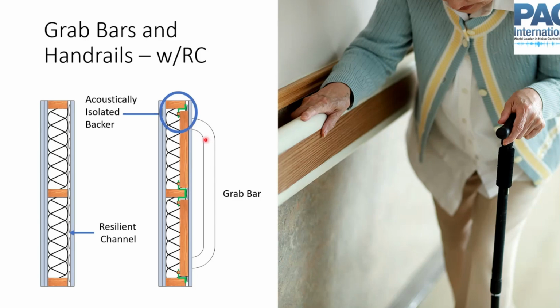The typical way of mounting grab bars and handrails is back to structure, but that would create a rigid transmission path for your sound. And so again, we need an acoustically isolated backer. And here we need to make sure that the backer can meet the requirements for the loading for grab bars and handrails. And I think for handrails, it's 200 pounds in any direction, and grab bars, I believe, is 250 pounds. So you want to make sure that you can hold that load, but still maintain this acoustic isolation, at least when the load's not applied to it.